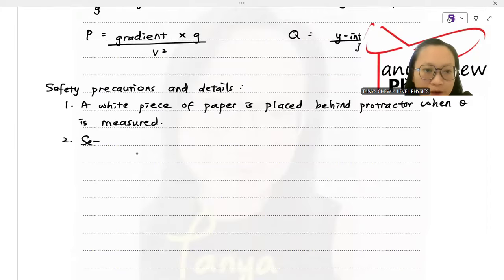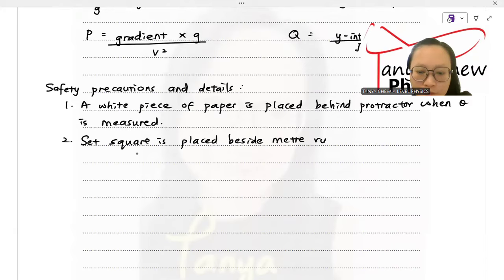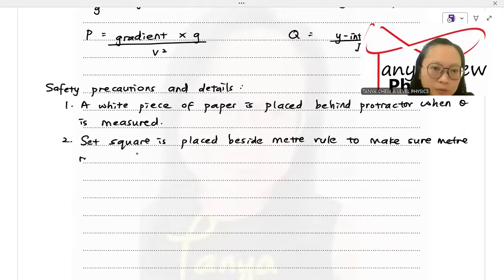So a set square is placed beside the meter rule to make sure the meter rule is vertical.